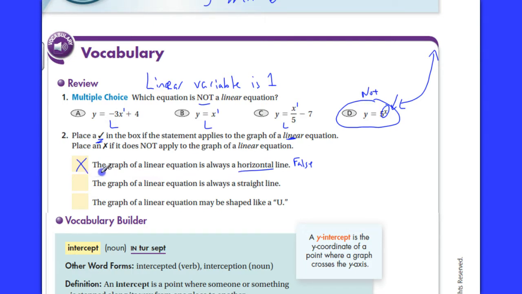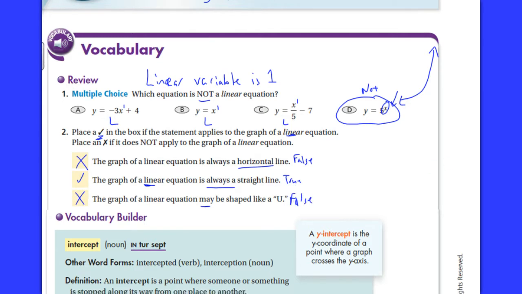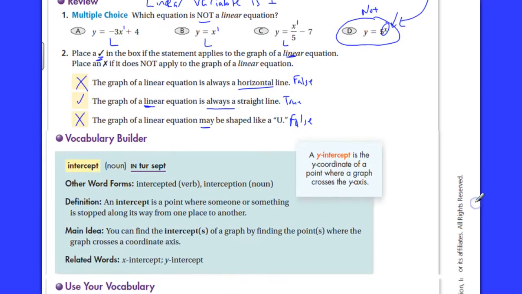The second box says the graph of a linear equation is always a straight line. So that's the check mark, or in other words, that is true. If it's linear, you can see the word line in the word linear there, so it will always make a straight line. And the graph of a linear equation may be shaped like a U. No, it may not. That's false. It has to be a straight line. Whoops, F-A-L-S-E, that's false.